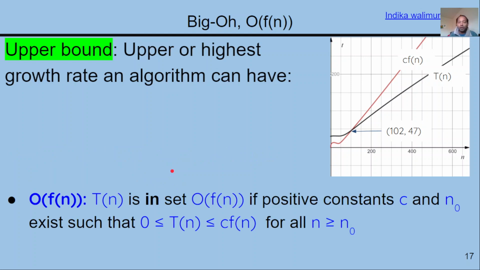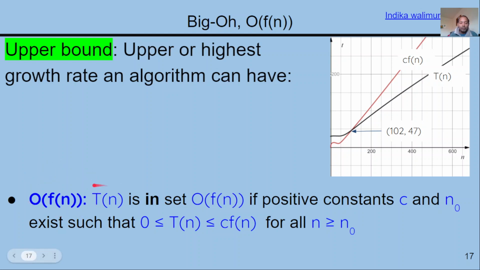So then we can now define big O notation. Big O notation: T(n) is in the set O(f(n)) if positive constants c and n naught exist such that this condition is true for all n greater than n naught. Okay, so this is the definition of big O notation.